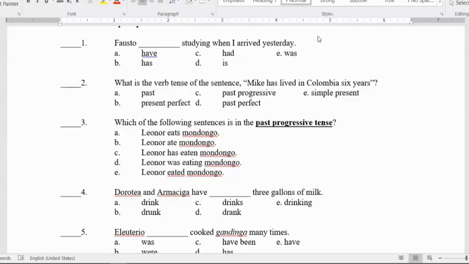So the first one, and here's where it pays off, right? Fausto blank studying when I arrived yesterday. How do we complete that sentence grammatically? Fausto was studying when I arrived yesterday. This is what I would want you to see. So when you're talking about a sentence such as this one that you have here, Fausto was, as Katia correctly said, studying when I arrived yesterday.